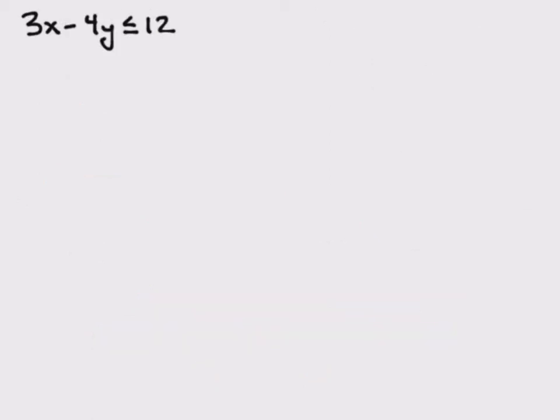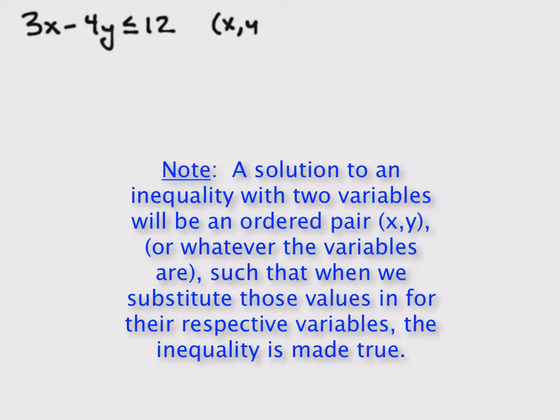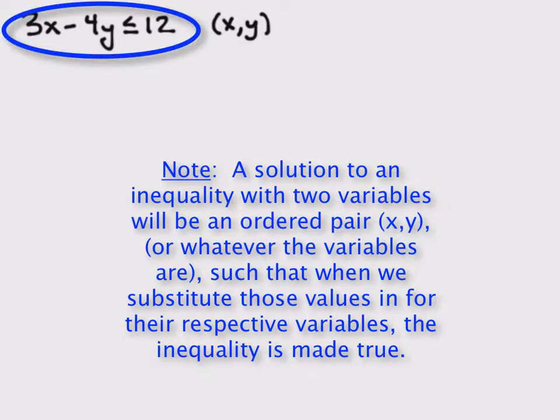In this section, we're going to be solving very similar inequalities, only now our inequalities are going to involve two variables. For example, 3x minus 4y is less than or equal to 12. And now we're looking for ordered pairs of numbers x comma y such that when we substitute both numbers in for the respective variables, we get a true statement. So can you think of any ordered pairs that would make that statement true?